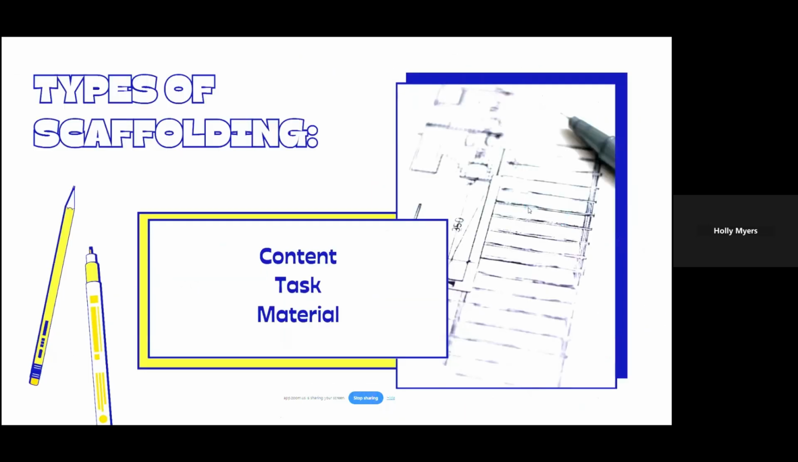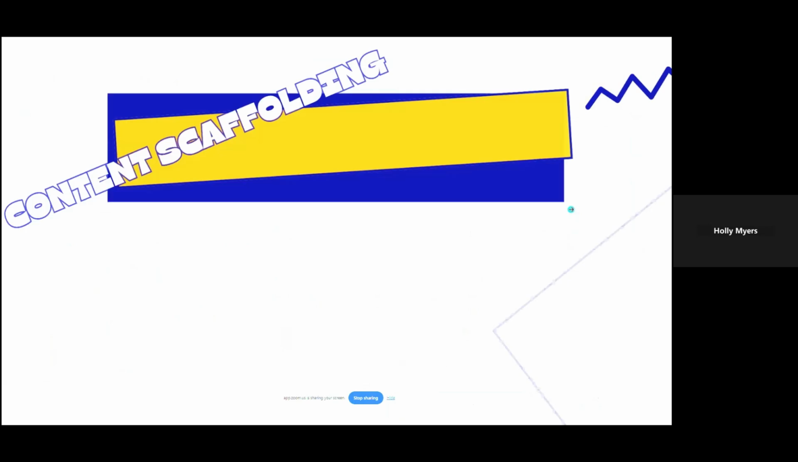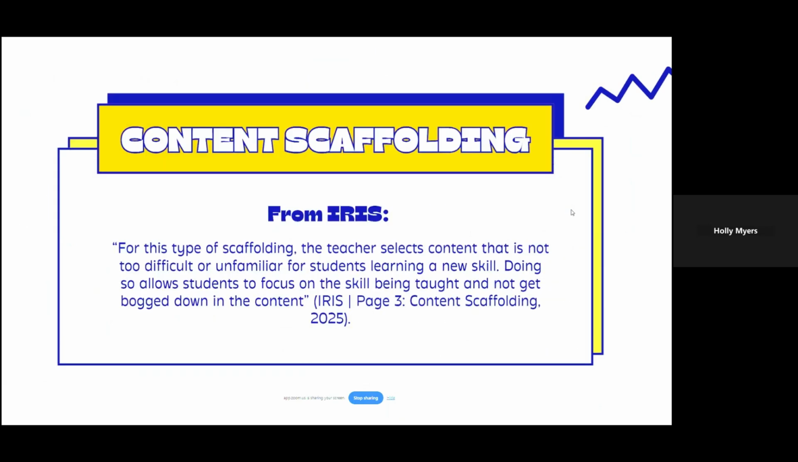Now we're going to talk about the 3 different types. We have, like I said earlier, content, task, and material. And because I'm a teacher, you guys got some sites. I'm not going to read them to you, but from Iris, I think everybody uses that one.